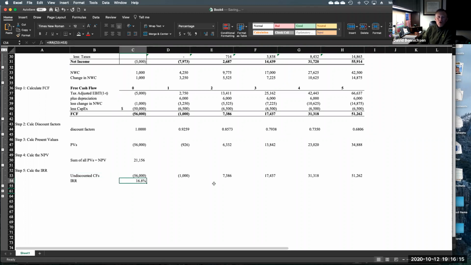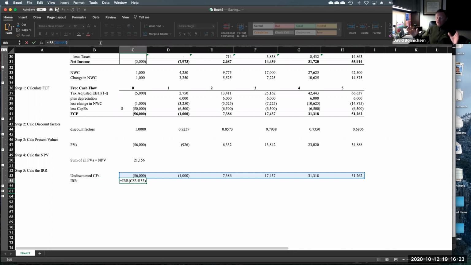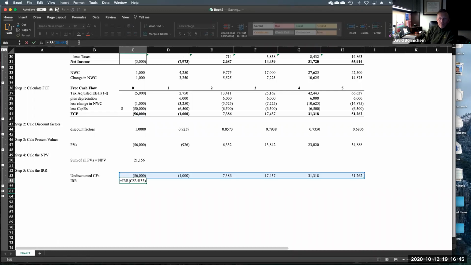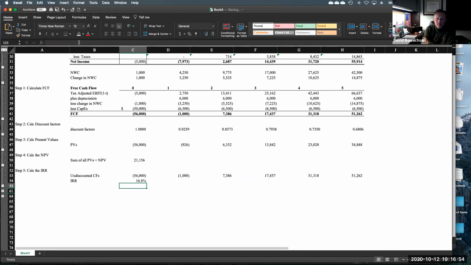So when we do the IRR, we're using the undiscounted cash flows because Excel is going to be using the undiscounted cash flows to figure out what rate of return is required to force the net present value to 0. And in this case, when we do that, we bring down the undiscounted cash flow stream from our free cash flow, and we simply use the equals IRR function for those undiscounted cash flows. And when we do that, Excel gives us an answer of 16.8%.